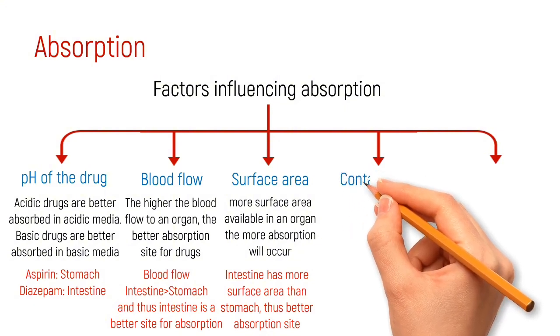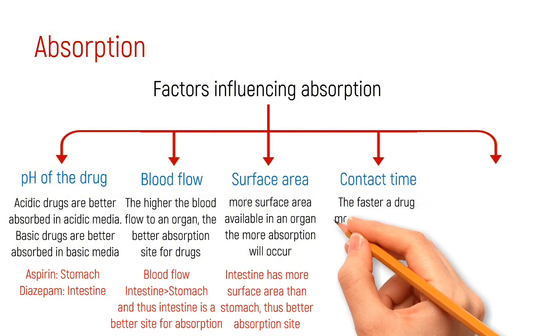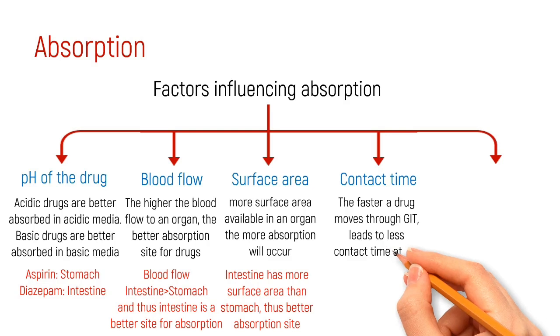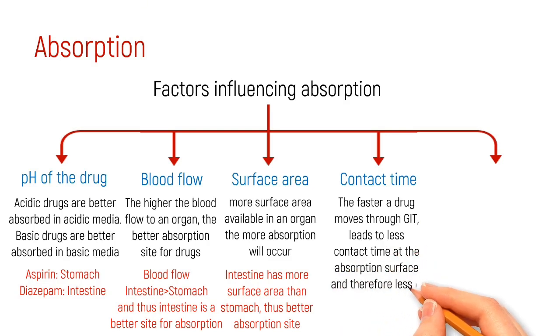Another factor is the contact time at the absorption surface. The faster a drug moves through the GIT, the less contact time at the absorption surface, and therefore less absorption. If a drug moves through the GIT very quickly, as can happen with severe diarrhea, it's not well absorbed.